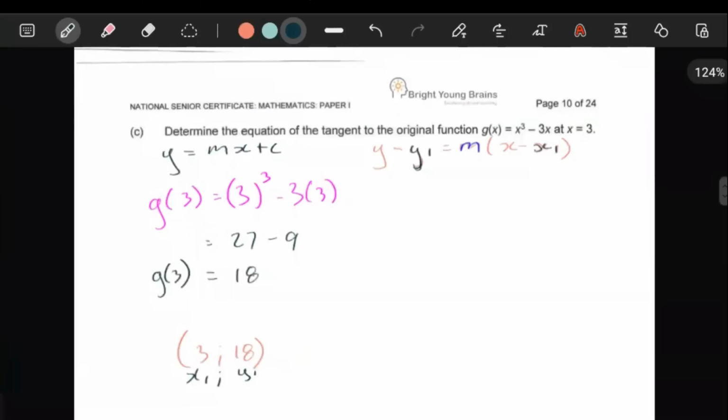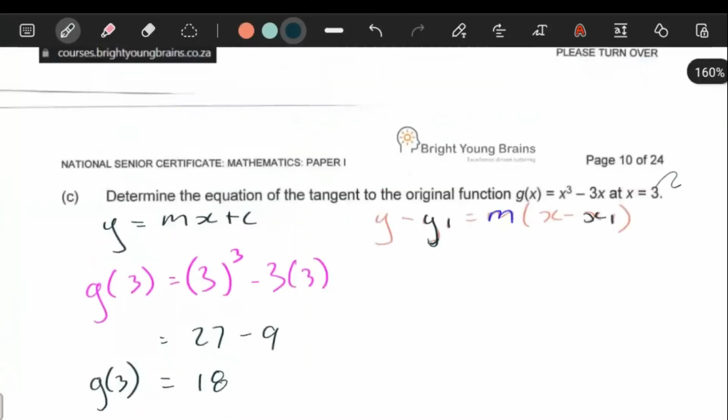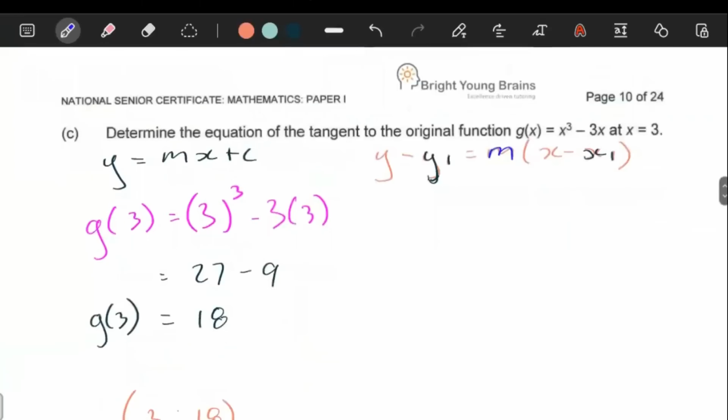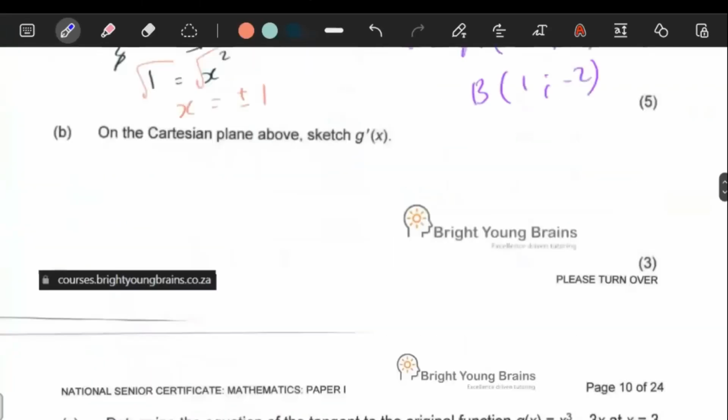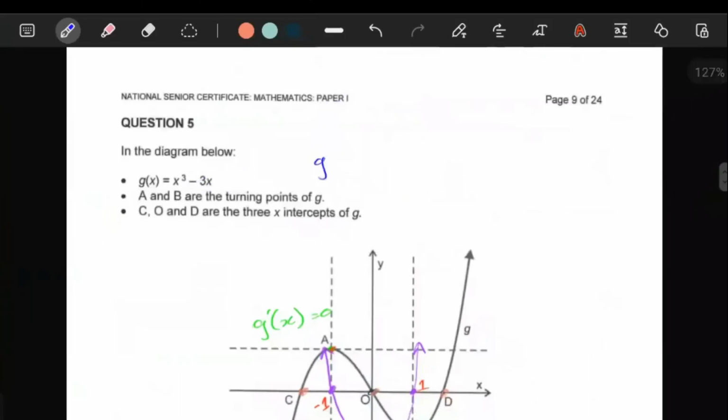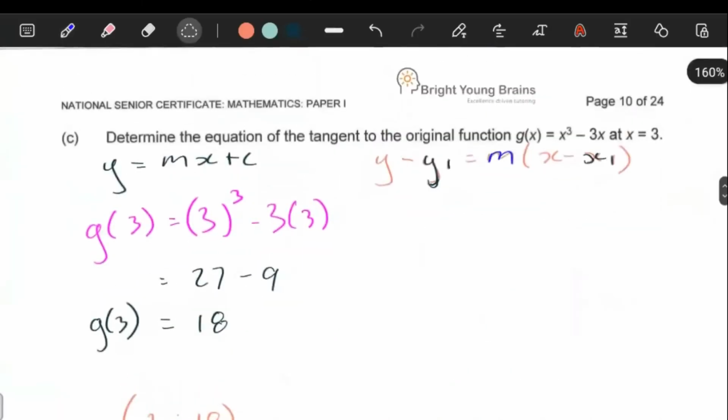For us to find a gradient, we need to find the gradient where x is 3. To find the gradient there, we can use the first derivative of our cubic function, because the first derivative is a gradient equation. This is 3 times the value in front, so 3x squared. 1 times -3, that's -3 there. So this is your first derivative, which is a gradient equation of our curve.